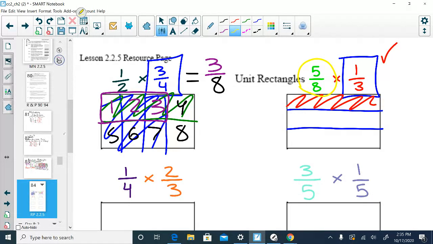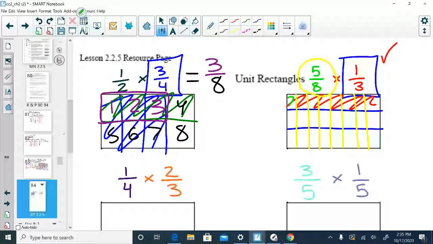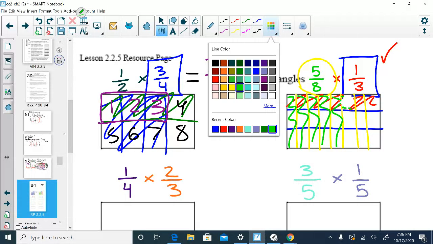Let's see if I can do this. That's 1/2. That's fourths. There's eighths. Awesome. So now I'm going to shade 5/8. 1, 2, 3, 4, 5. Stopping at 5. And now I need to count how many squares I overlap.